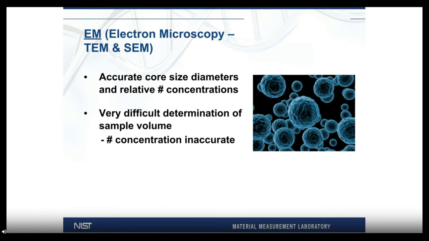So what are the different techniques that we're looking at at NIST? Well, we're looking at electron microscopy, particularly SEM. Now, I did say this is probably the most difficult and time-consuming, but to this point, it's kind of been looked at as the gold standard. So we thought we should definitely include it as a comparison. It gives accurate core sizes and relative number concentrations, but doing absolute concentration measurements is very difficult.